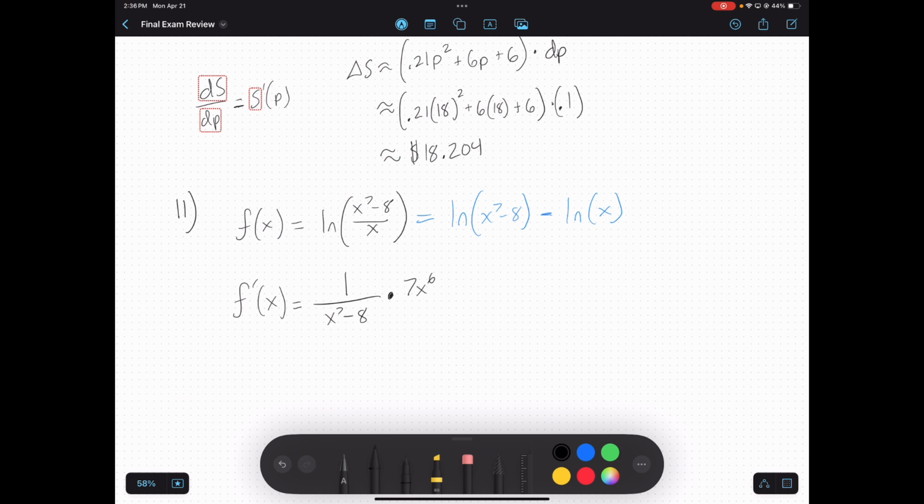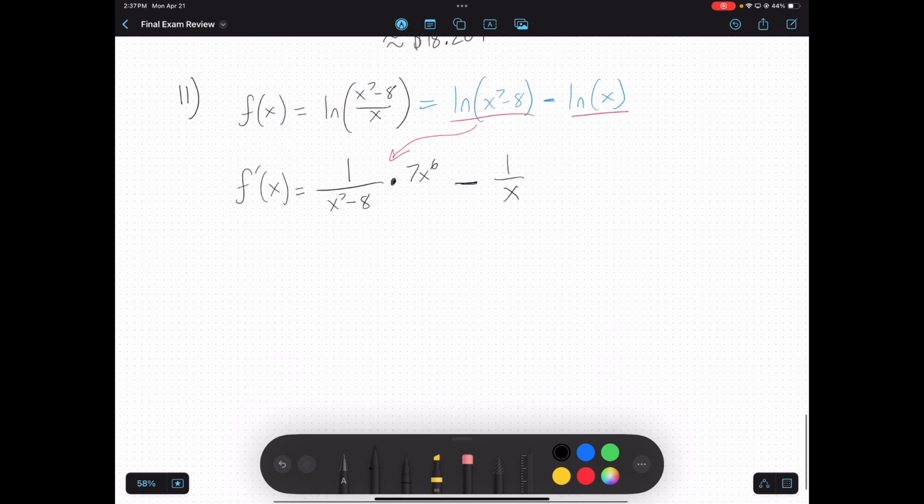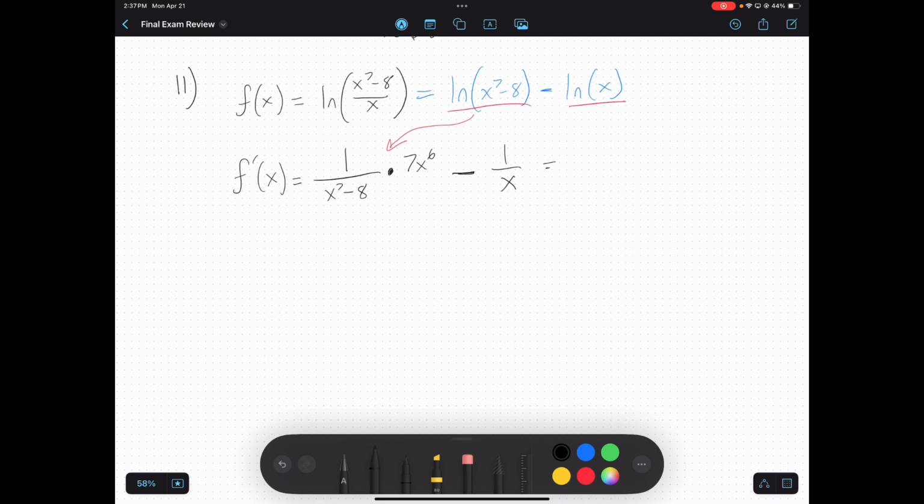Everybody okay with that? So that's just that first term. That's this one. Okay, what about this one? So now I'll put a little big minus sign. And now derivative of natural log of x? Just 1 over x. Very nice. And I'm done. And that was so much nicer because we didn't have to worry about quotient rule. And we didn't have to worry about fractions inside of other fractions.